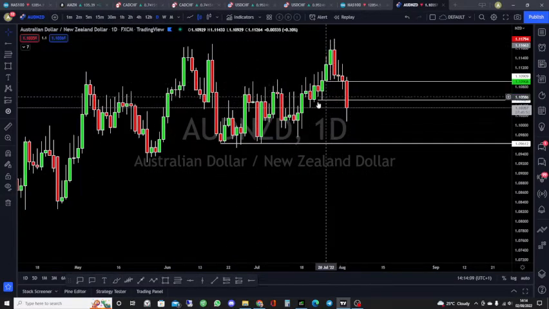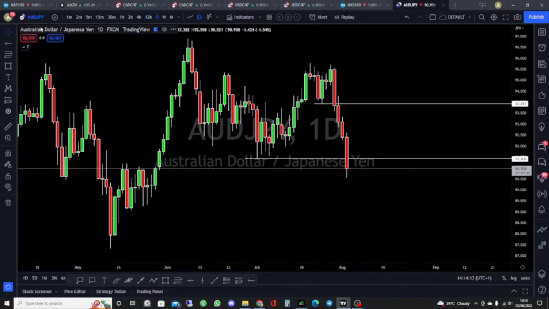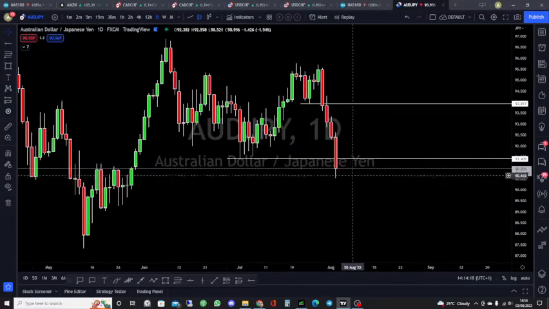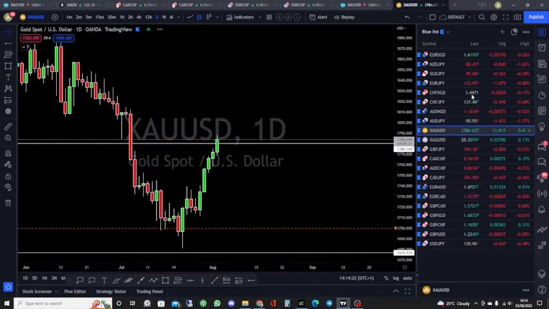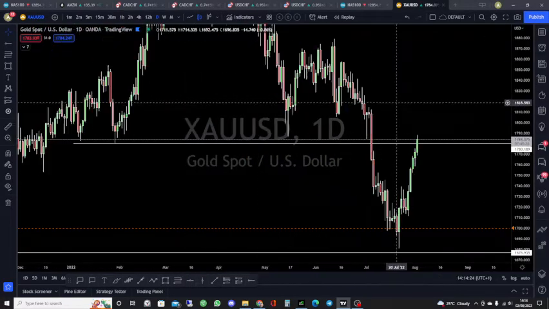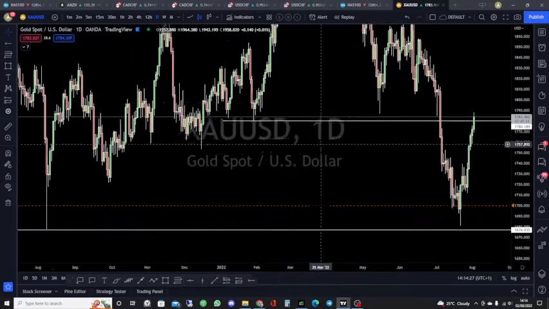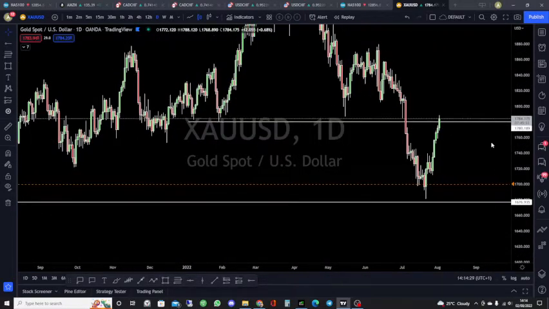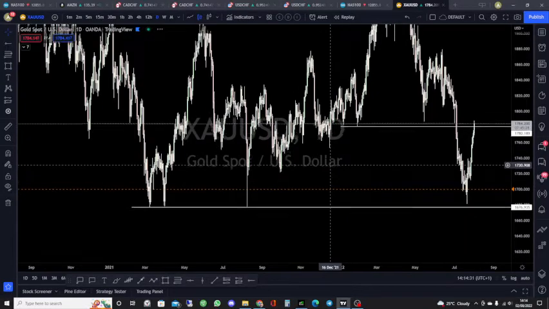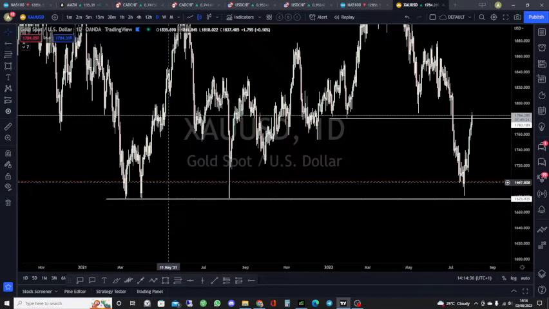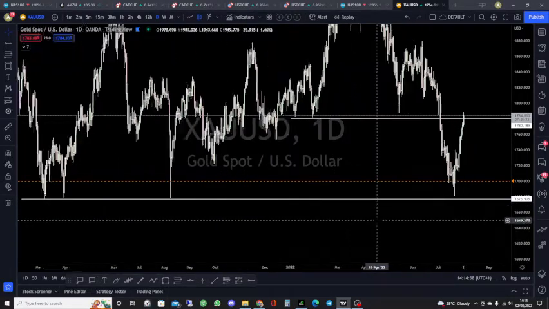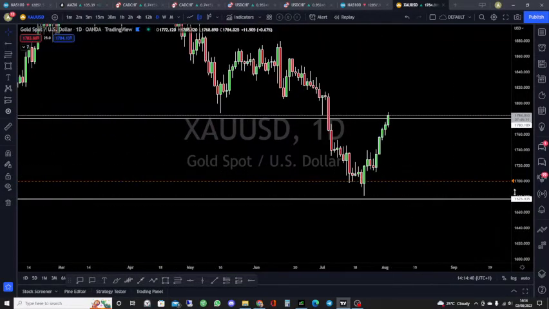Australian dollar, New Zealand. This is a trade forming in here, but there's nothing solid just yet. Australian dollar, Japanese yen, same thing as well. But the ones I actually saw before were gold and silver. These ones were beautiful. I saw these lows being taken out, the market going down crazy, and I actually saw ICT speaking about gold, and he was saying that these lows were going to be taken out, so I didn't actually do anything here. There's actually a nice breaker on the daily as well.